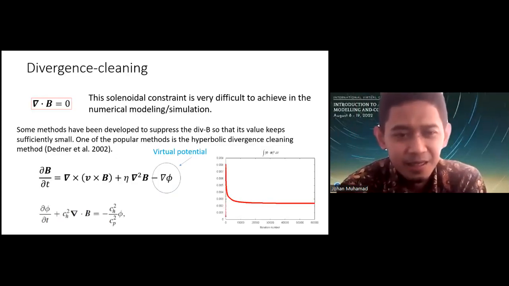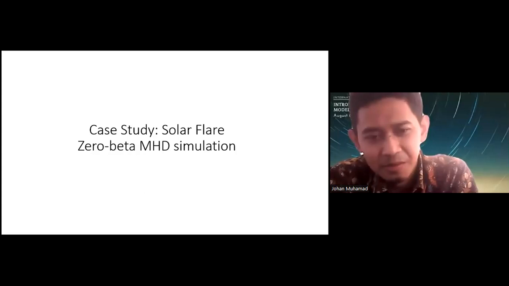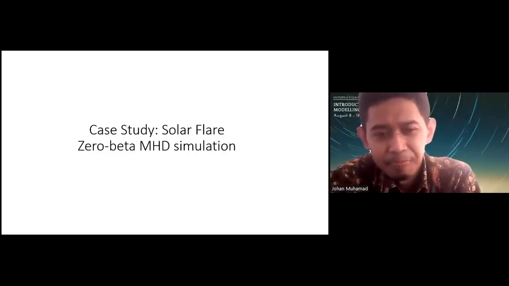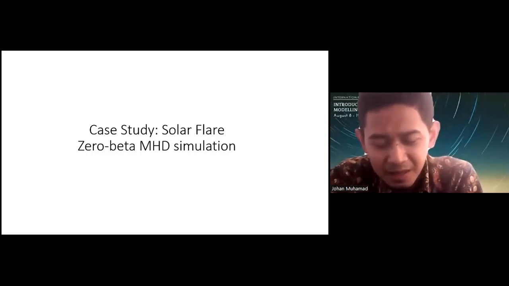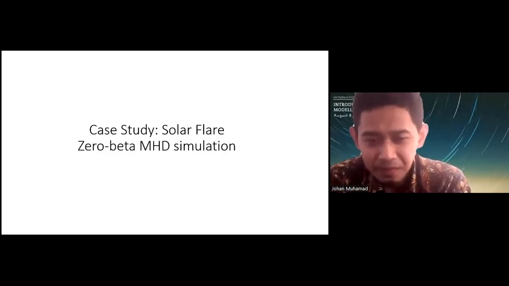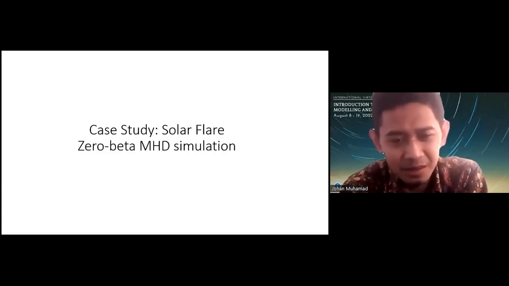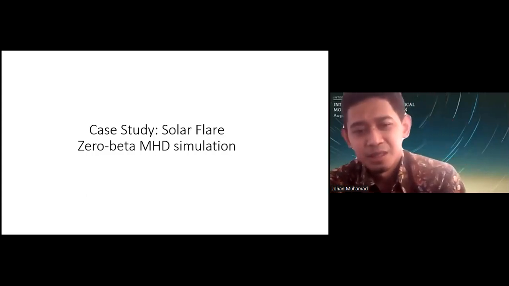And from now I will show you mostly several examples or samples of MHD simulation in the sun. For the beginning, I will show you this case study. It's the solar flare in a zero beta MHD simulation. Zero beta means that the only important thing here is the magnetic field, so we don't care about the plasma very much. Zero beta means that the plasma pressure is neglected, and the magnetic pressure is the only variable that is used in the simulation.